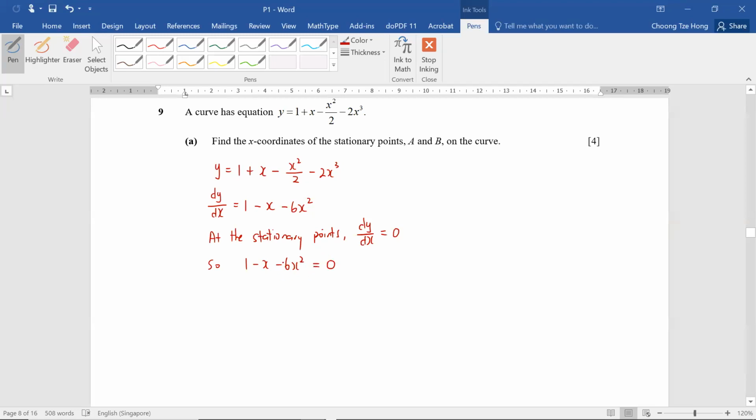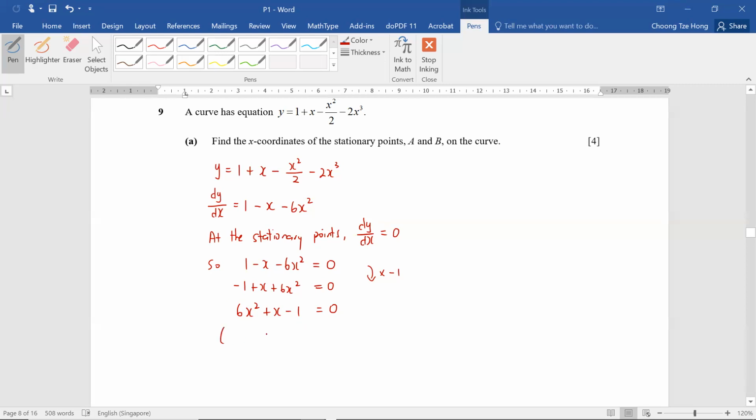I prefer to deal with a positive coefficient for x squared. So what you can do is multiply the whole equation by negative 1. That will make it negative 1 plus x plus 6x squared equals 0. I'll just do some rearranging. So this will be much more familiar to all of us. Whenever you come across a situation where things are unfamiliar and you are not sure how to go about doing it, try to convert it to something that's more familiar to you.